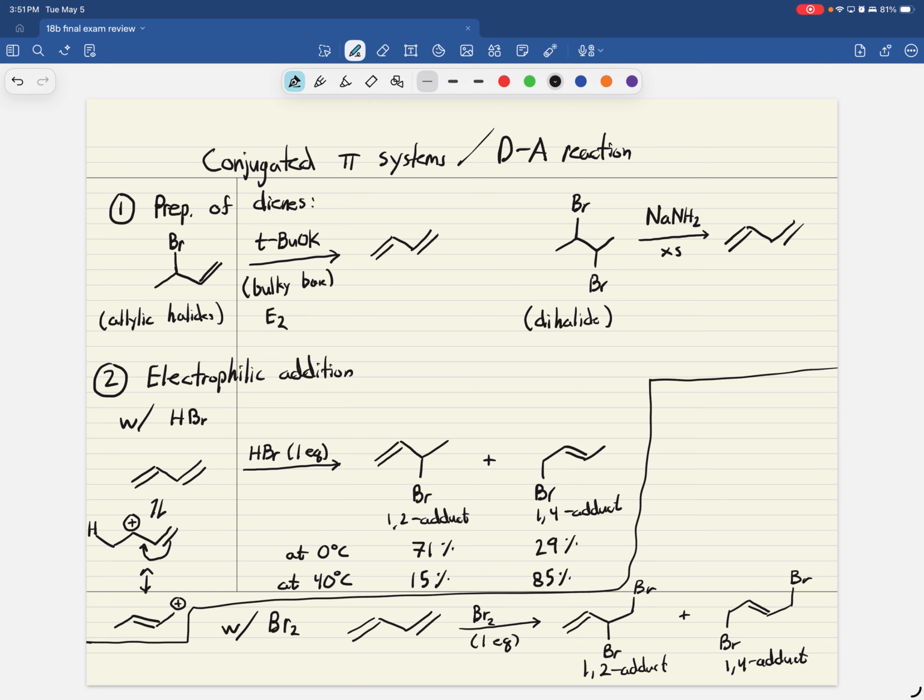All right, any questions about electrophilic addition? That's where we get the terms kinetic control and thermodynamic control. So this one would be the kinetic product. This one will be our thermodynamic product, because it's more stable at higher temperatures.